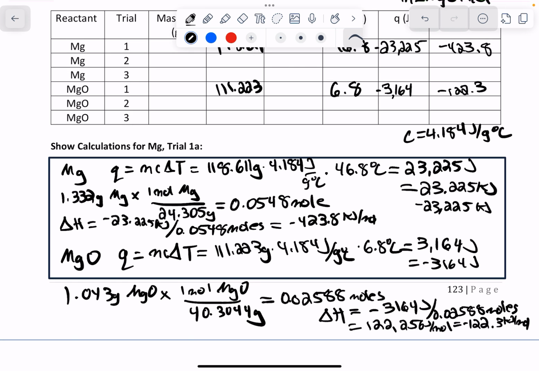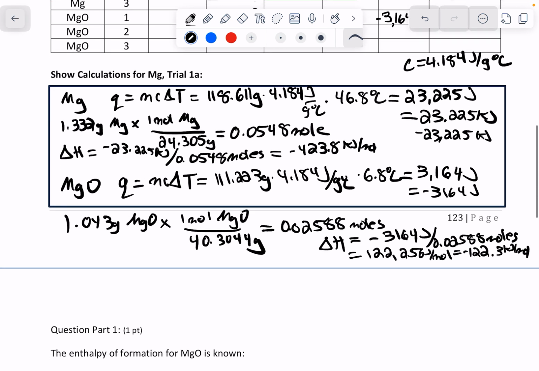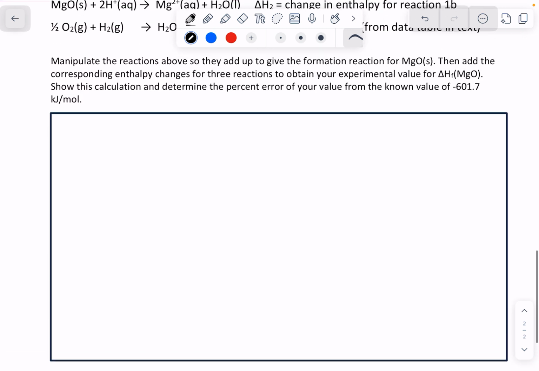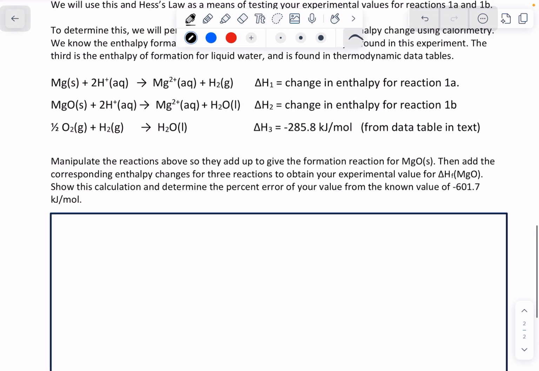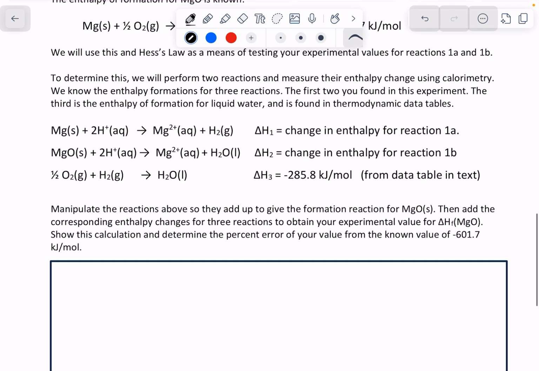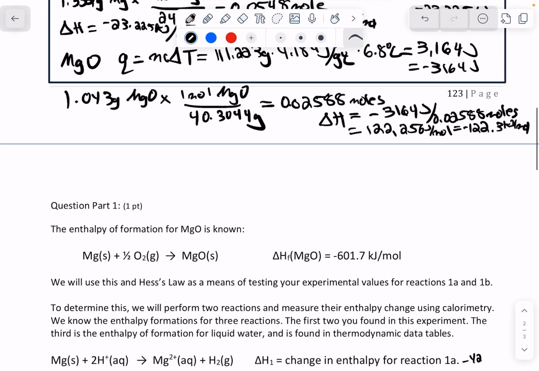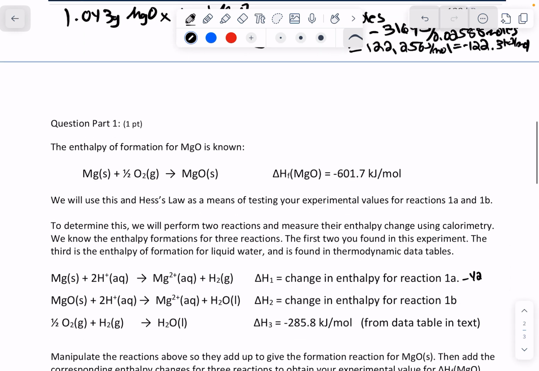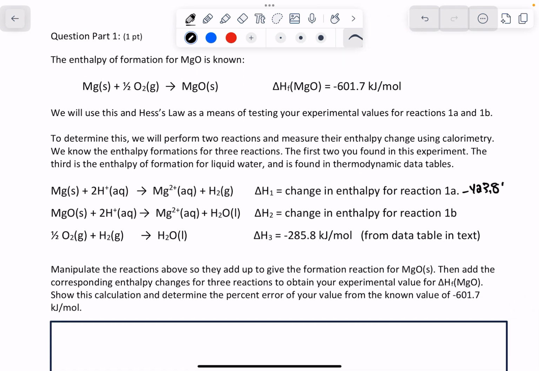So I'm going to use this data, and if we take a look on page, let's see, that was page 123, this is going to be page 125. Okay, and so if we take a look, the enthalpy change for reaction 1 was minus 423.8 kilojoules per mole. The one thing we need to just remember is in the next, is this reaction here, I'll highlight it, okay? This is the reverse reaction.